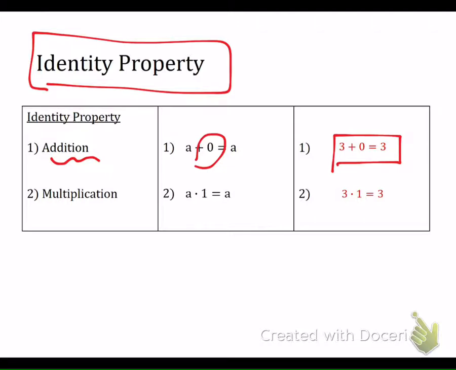Now, that rule is different when we're looking at multiplication because we can't multiply by 0. That would change the identity of the number. So the magic identity number when you're multiplying is to multiply by 1. Okay, so here's your quick example to jot down in your notes. 3 times 1 is 3. The identity of the 3 has not changed.